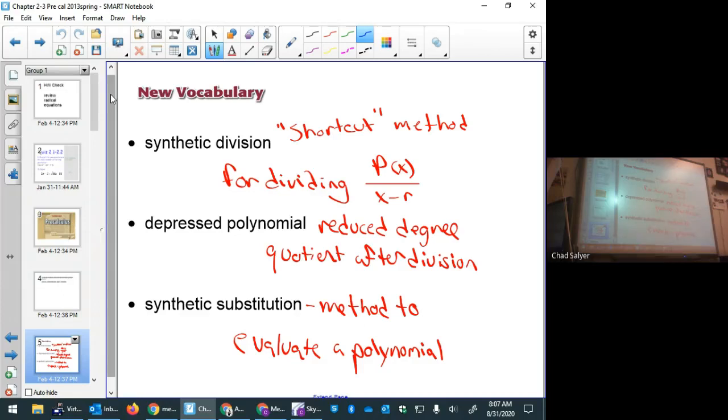And synthetic substitution is a way to use synthetic division to evaluate a polynomial. It's a really quick and neat way. You'll be fascinated by how quickly you can evaluate a polynomial using this method. You plug in a value for x and figure out what the polynomial's y value would be at that x. You can do it at extremely rapid speed here.